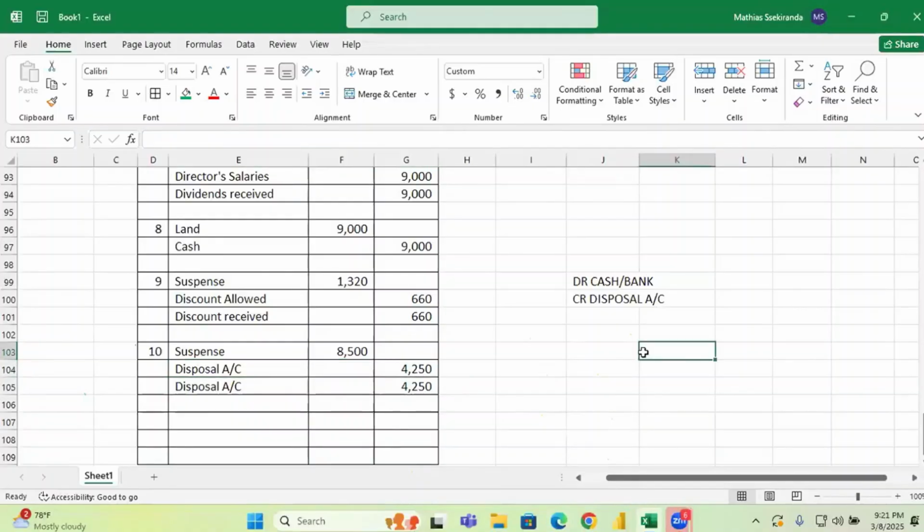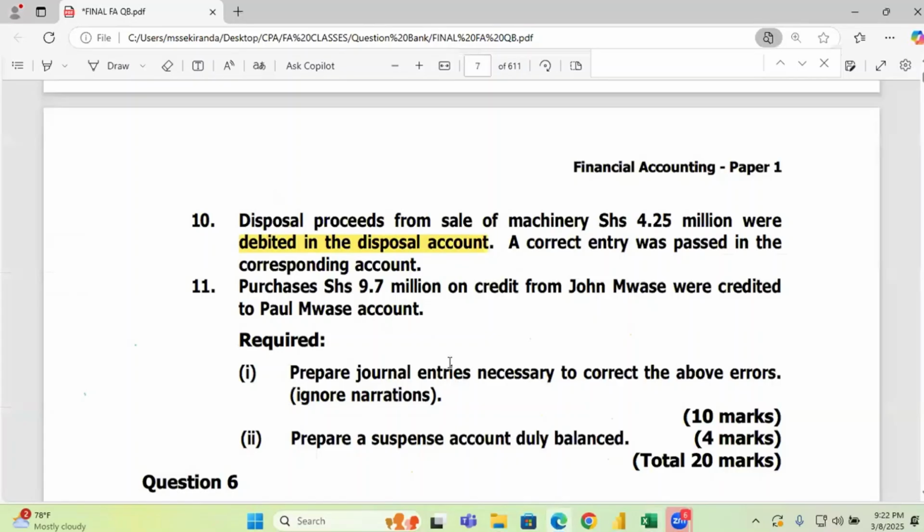Yes. Then are we together? Yes, CPM. But when you go back to the areas that do not require the steps, you said where a single entry was made, you introduce a suspense. Yes. And here they said that the corresponding account was correctly entered. Yes. So here they didn't make a single entry.